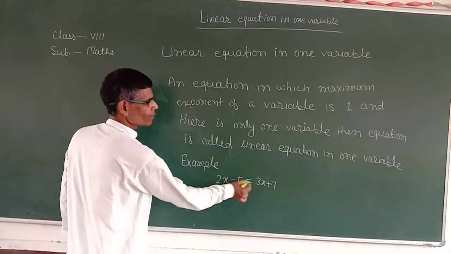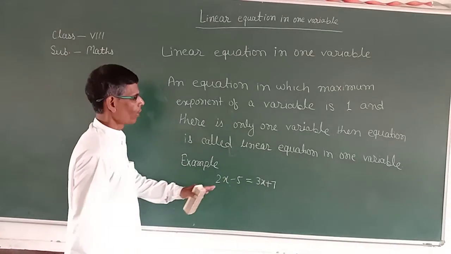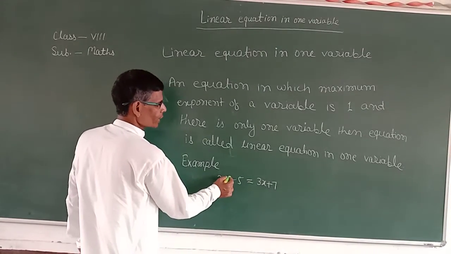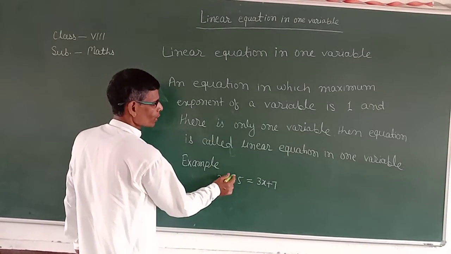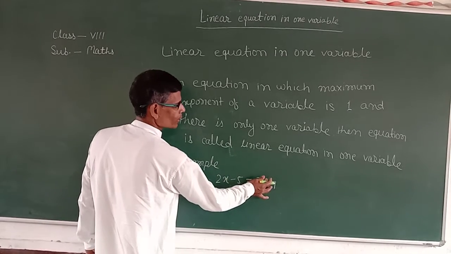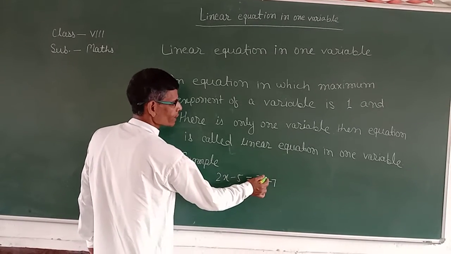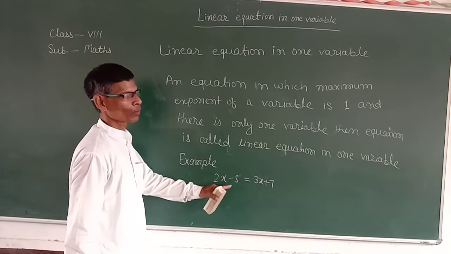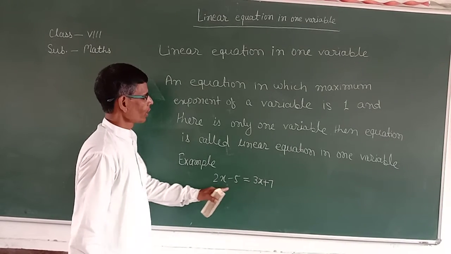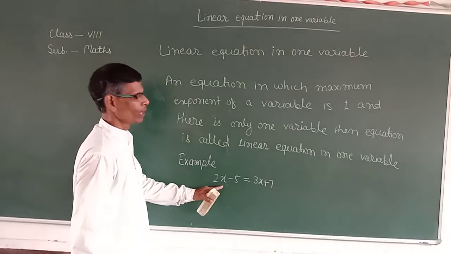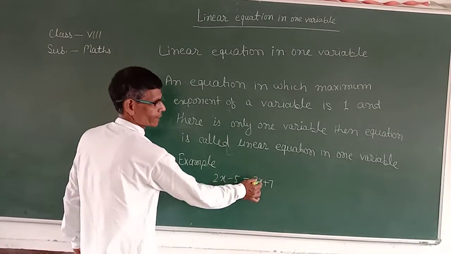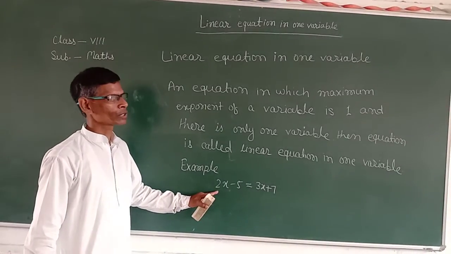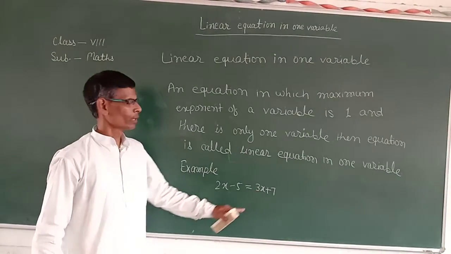Variable x, only one variable, and exponent here not present, so it is 1. Here exponent of x not present, so exponent is 1. So maximum number of exponent is 1. Also number of variable only one, only x is present in this equation. So this is linear equation in one variable.